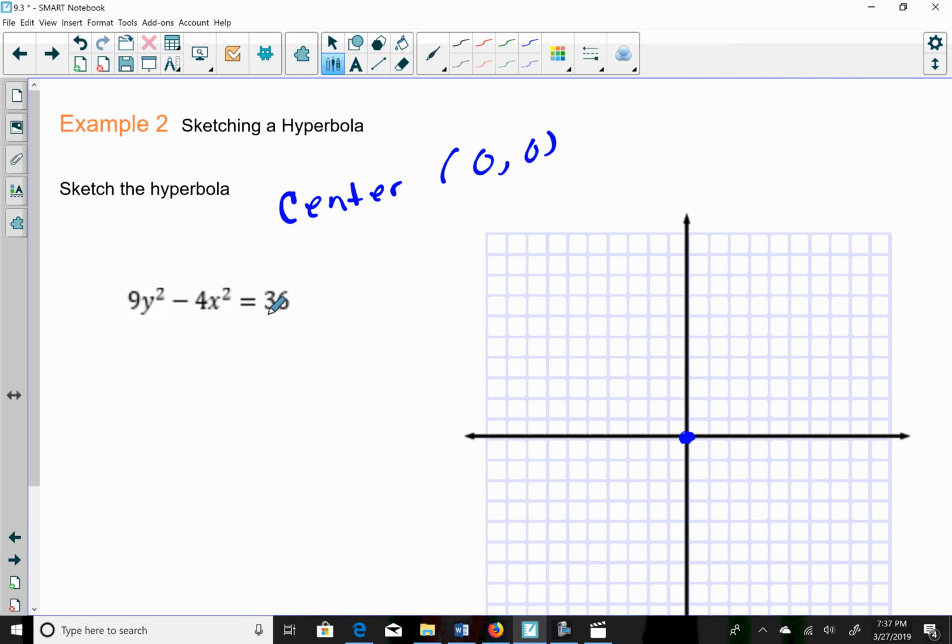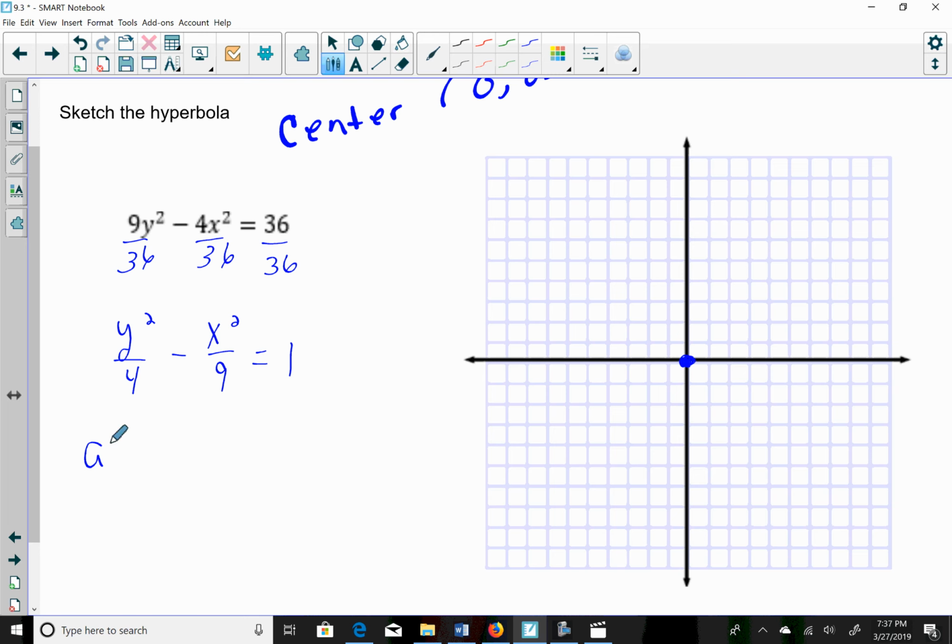In order to do this, I have to divide by 36 because I want this equation to equal 1. So I'm dividing everything by 36. And so this will end up being y squared over 4 minus x squared over 9 is equal to 1. Now, I know the 9 is larger, but 9 is not the a. The 4 is going to be the a because the 4 is going with the positive variable. So my a squared is going to equal 4, which means a is equal to 2. B squared is going to equal 9, which means B is equal to 3.